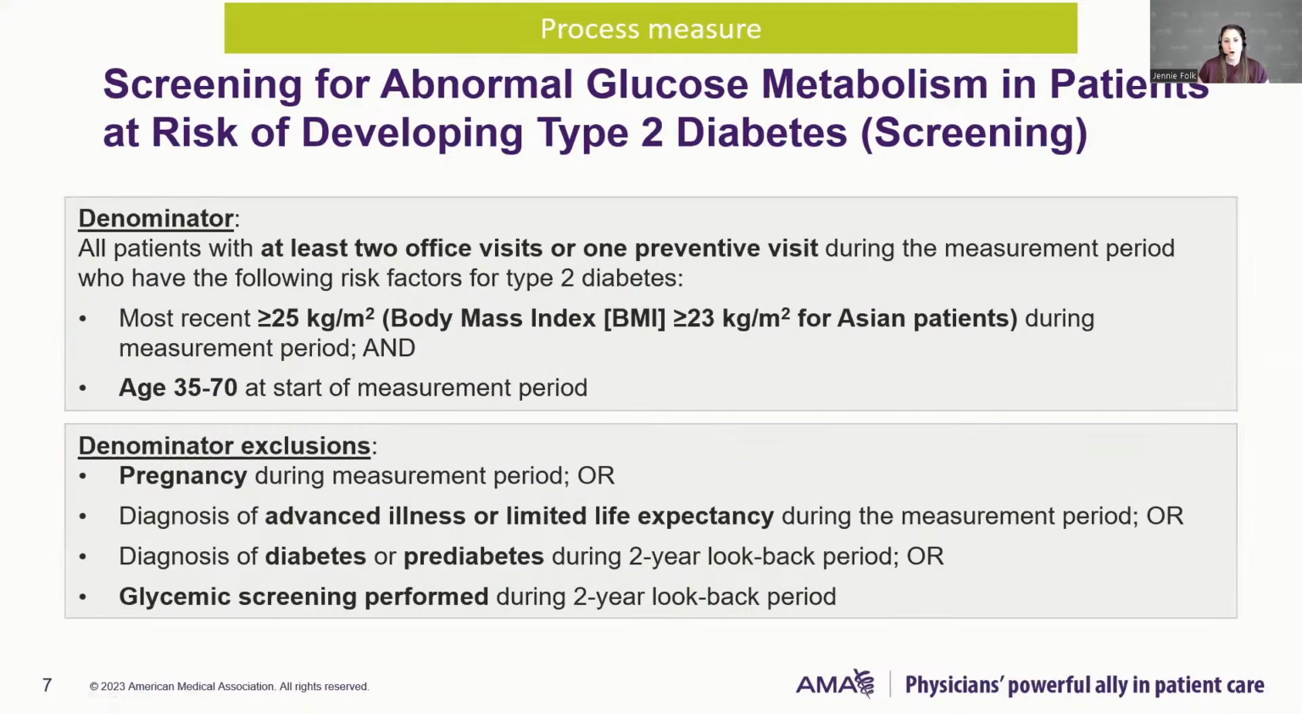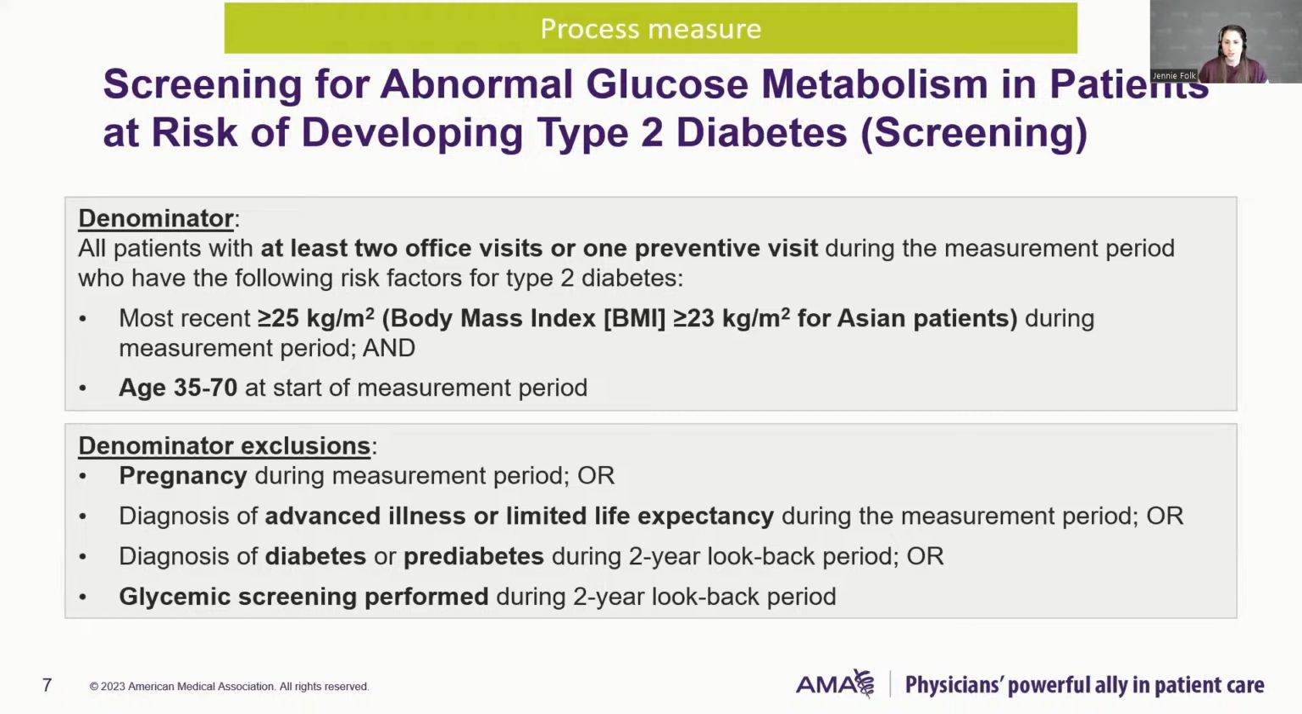The denominator is all patients who had at least 2 office visits or 1 preventative visit during the measurement period and have risk factors for type 2 diabetes. There are 2 risk factors. The first is having a body mass index, or BMI, of 25 or greater, or a BMI of 23 or greater if the patient reports Asian origin. And the second is being between the ages of 35 and 70. This age range is consistent with the USPSTF recommendation.